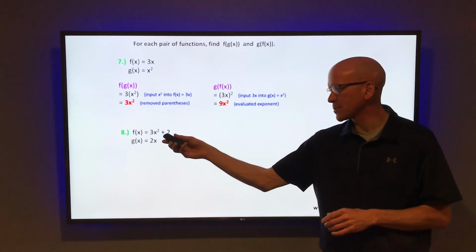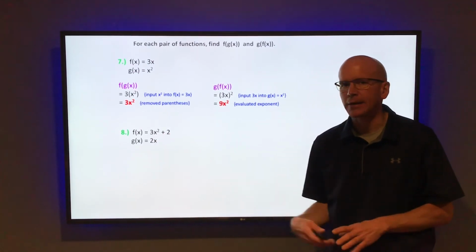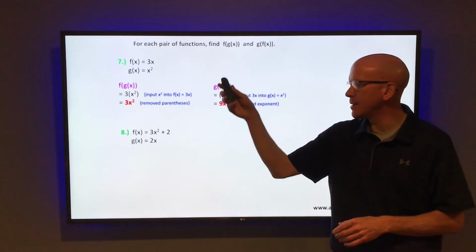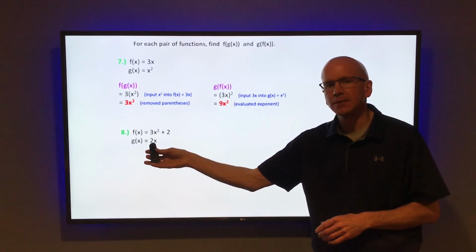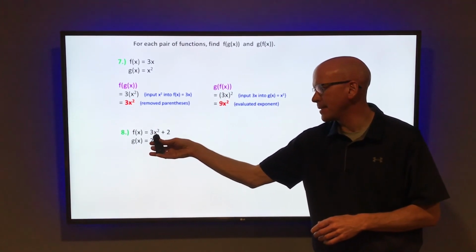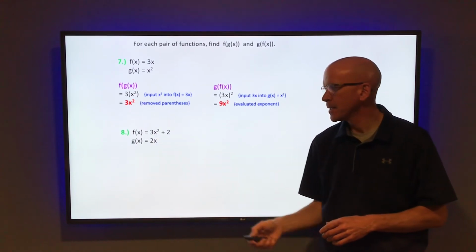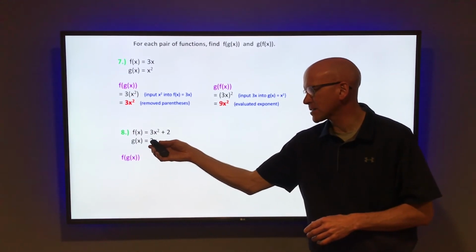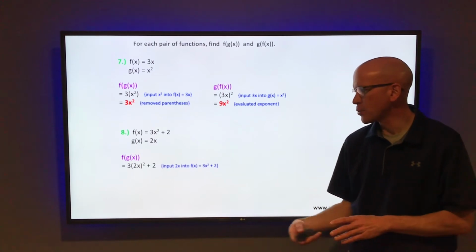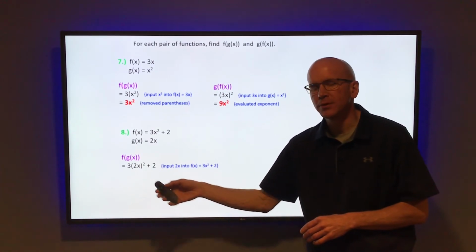Next, f of x equals 3x squared plus 2, and g of x is 2x. So to find f of g of x, take what g of x is, that's 2x, and substitute that in for x into f of x. So replace the x in f of x with that 2x. So it'd be 3 times 2x squared plus 2.